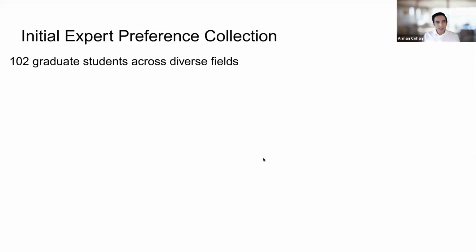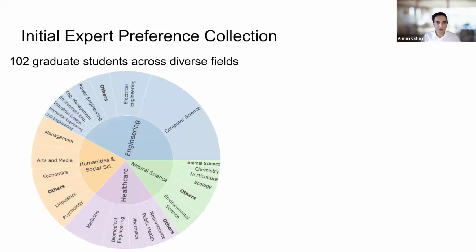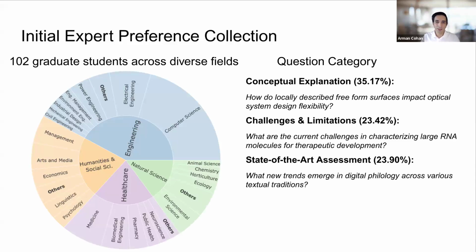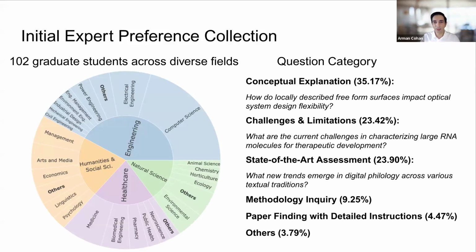Cool. So we did initial data collection using domain experts, which were about 100 graduate students across different fields, including engineering, natural sciences, healthcare, and humanities. The types of questions we collected fell into these categories. They were pretty broad, from conceptual explanations, questions about the state of the art, challenges and limitations about something, to findings about papers or detailed questions about some concepts.